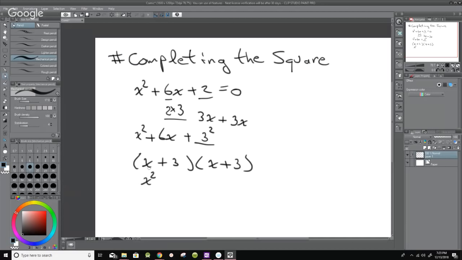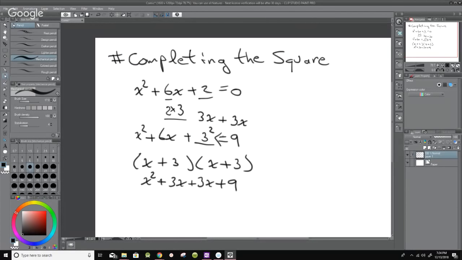If I multiply it, x times x is x squared. x times 3 is 3x. 3 times x is 3x. 3 times 3 is 9. And if you look here, that's really what I've written there. 3 squared is 9. So if we had that, then we could find the roots. But we don't quite have that, right?